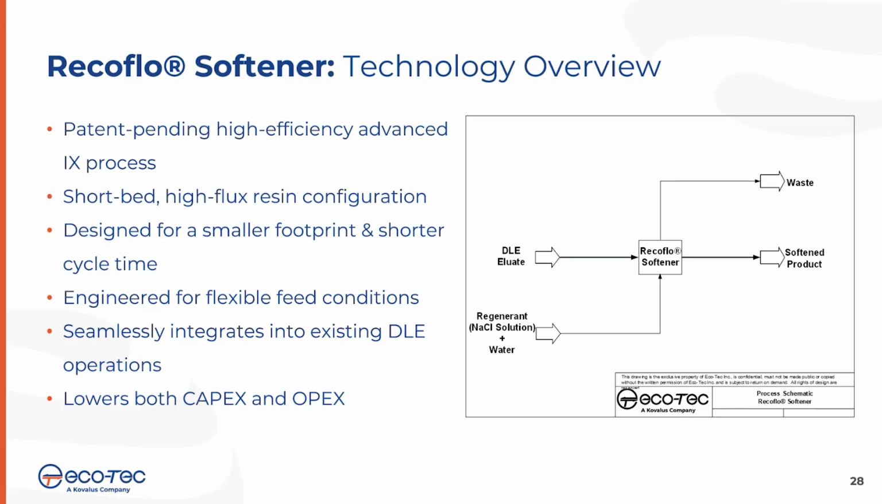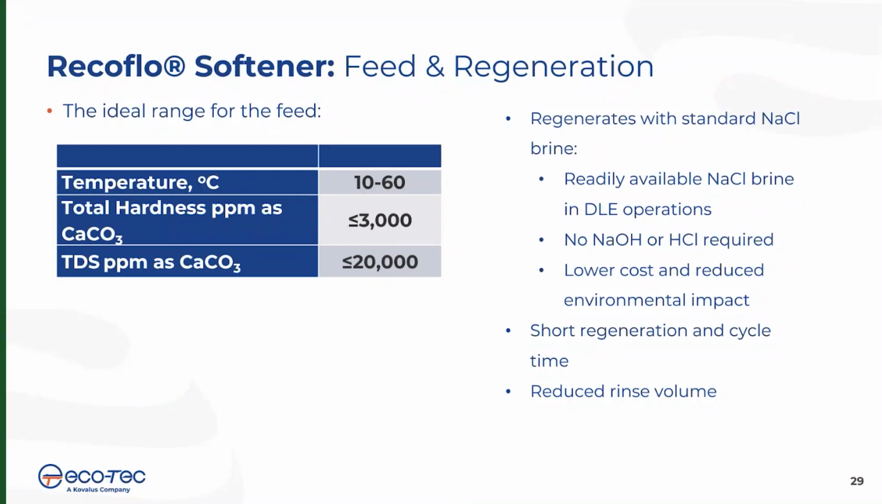Now that we have introduced the technology, let's define the operating range and regeneration approach. The ideal feed range for the Recoflo softener is temperature between 10 to 60 degrees C, total hardness up to 3000 ppm, and TDS in the feed up to 20,000 ppm as calcium carbonate. We can do more beyond this range, but there are trade-offs. The key point is that we design around your feed characterization and your target spec, because these have an impact on the sizing and cycle strategy, and ultimately on the CapEx and OpEx.